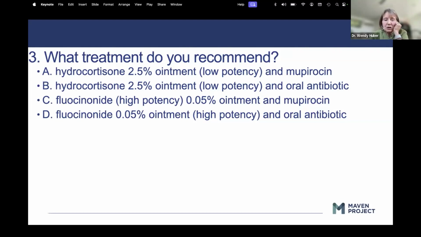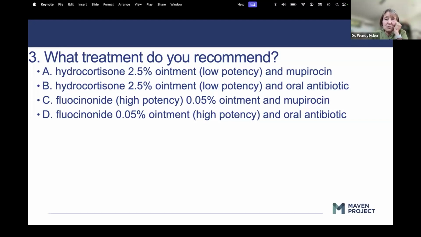So in this particular case, I would recommend the high potency, but also with oral antibiotic. It's a very large area, definitely is impetiginized, and the patient is really scratching and rubbing a lot. So definitely need a high potency to get quick efficacy. Hydrocortisone would not be fast enough. And so that's the selection there.